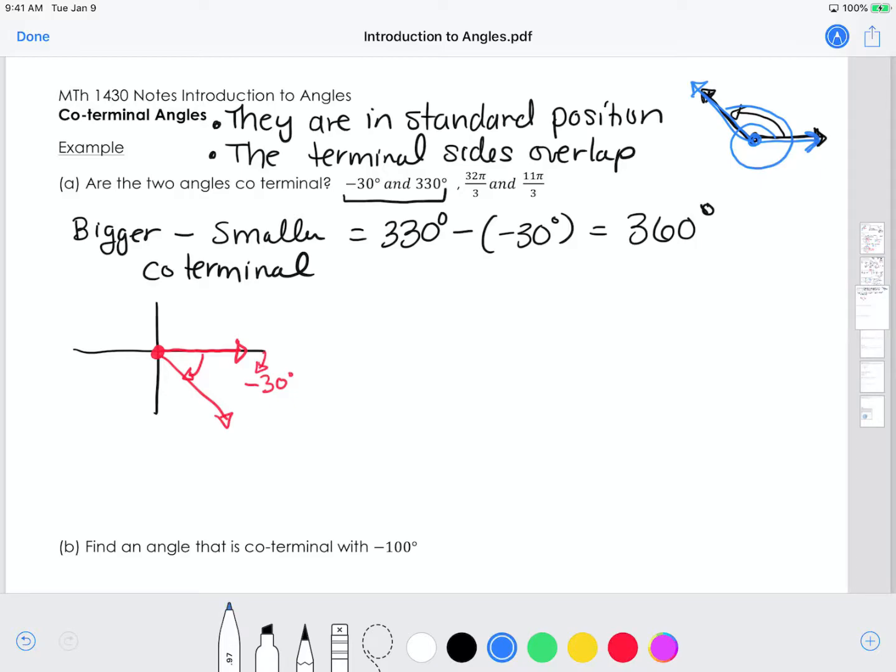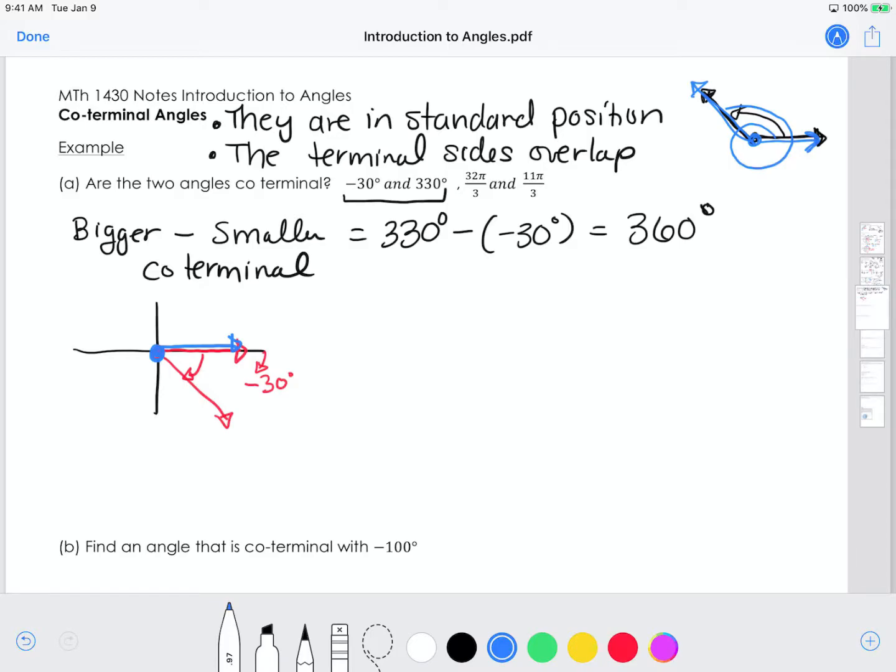Now, I'm going to draw a positive 330 in blue so that we can see the difference. I'm going to draw positive 330 in standard form as well. So my vertex is going to be at the origin. My initial side is going to be on the positive x-axis. Because it's positive, I'm going to swing open in the counterclockwise direction.